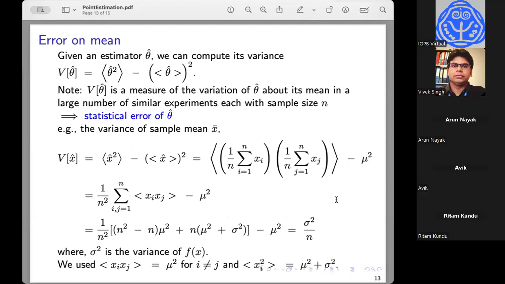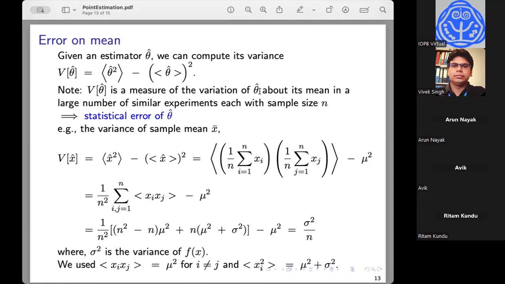Now, let's see what is the uncertainty or error on the mean. So suppose you have an estimator theta hat, and to know the uncertainty in our estimated value or estimate, we can calculate its variance, which is defined as the expectation of theta hat square minus the square of the expectation of theta hat. So this basically gives you the measure of the variance of theta hat about its mean value.